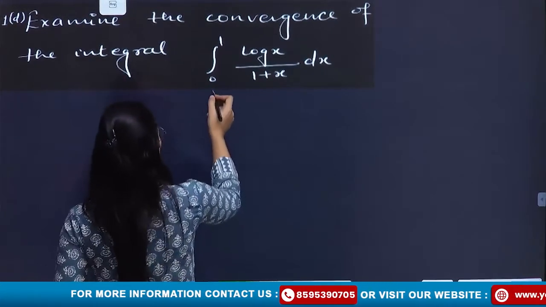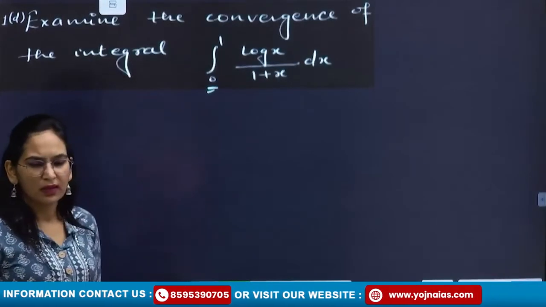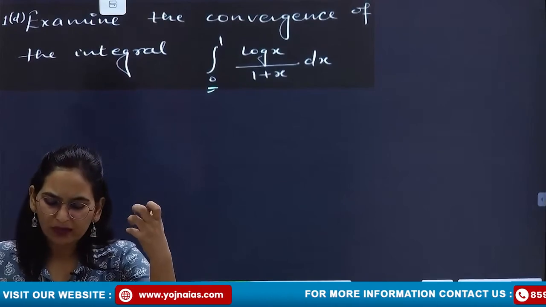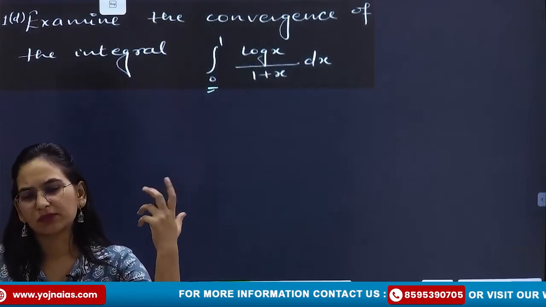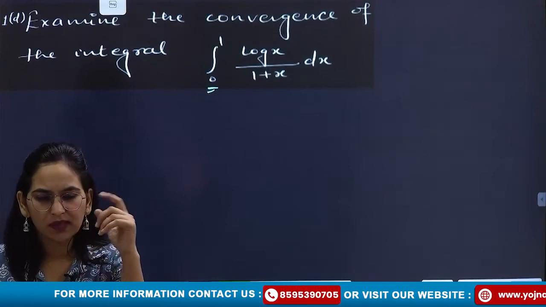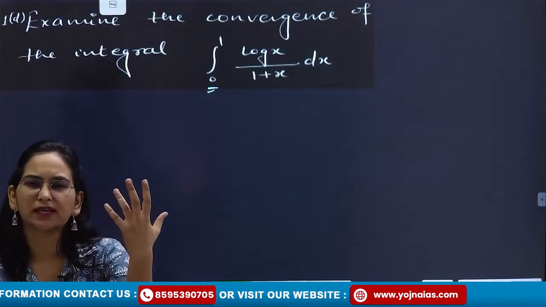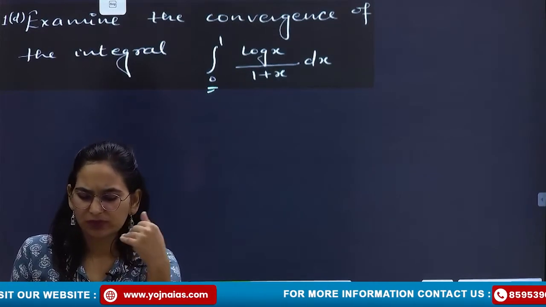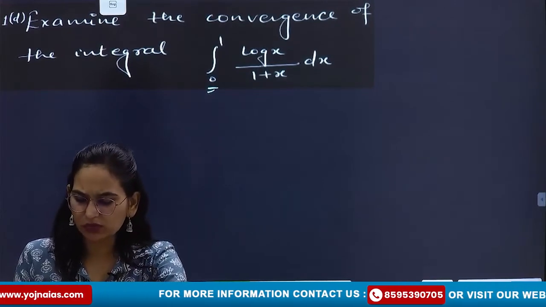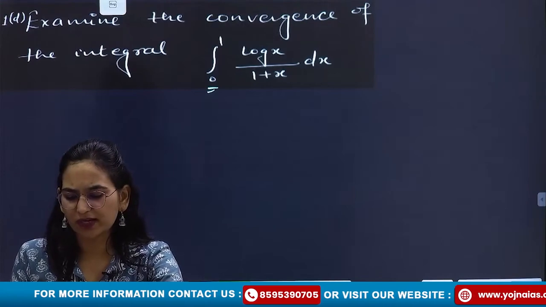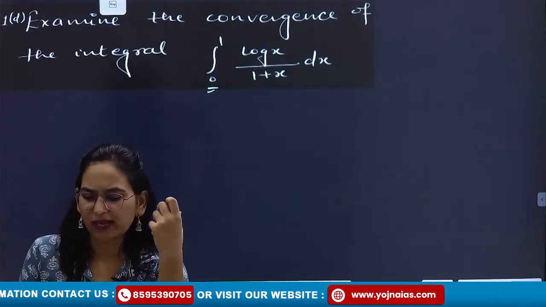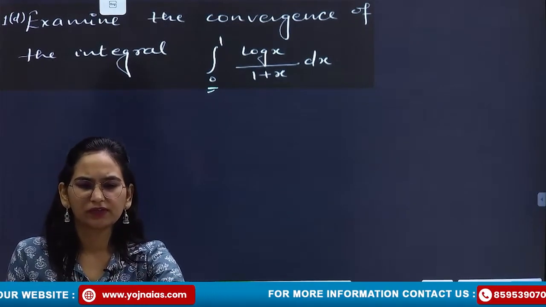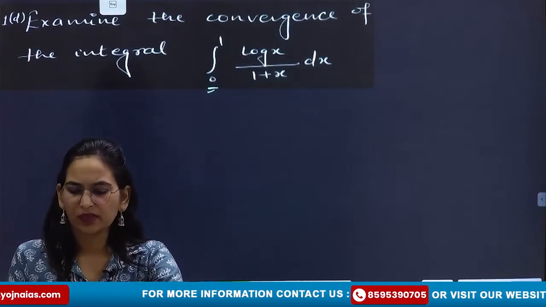And if it is a point of infinite discontinuity, then what will we do? Either we can apply some comparison test, or directly use the definition. What is the comparison test for improper integrals? If you have some function f(x), then you have to select another function g(x), such that f(x) by g(x) should be some finite value. And what is the rule then? If it turns out to be a finite value, then f(x) and g(x) would behave alike, right? That is the rule for application of the comparison test for improper integrals. So let's try to do it.